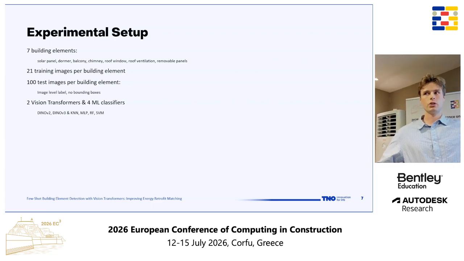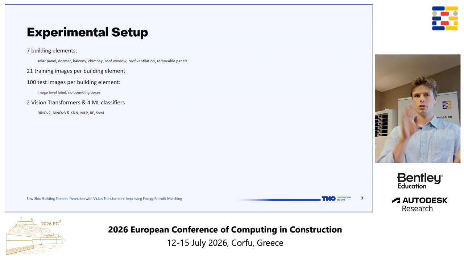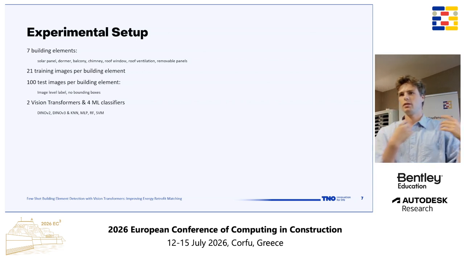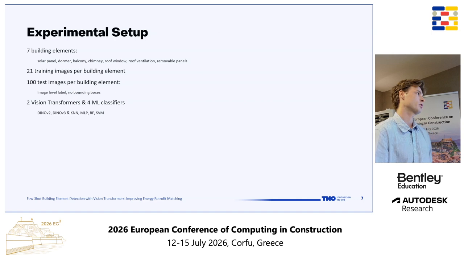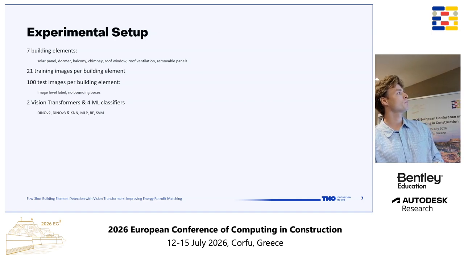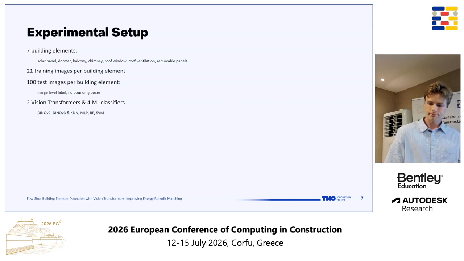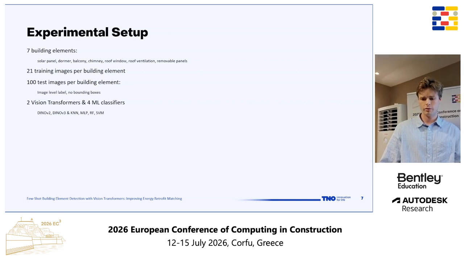These 100 test images are not annotated with bounding boxes, but just on an image level have a label of whether this image contains that building element or not. That's also just to make the annotation process as fast as possible, basically. And we tested it with 2 different vision transformers and 4 different machine learning classifiers, and just kind of set up a study.